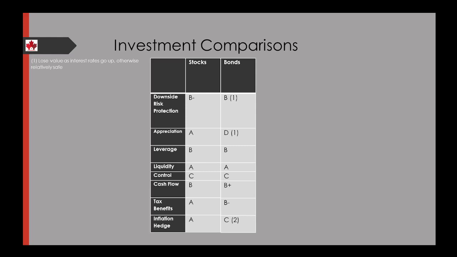Leverage, I give it a B. You can still borrow to buy bonds in a margin account as well. Bonds are quite liquid, depending on which ones you buy, but generally you can get your money out fairly quickly. Again, no real control other than at the AGM.